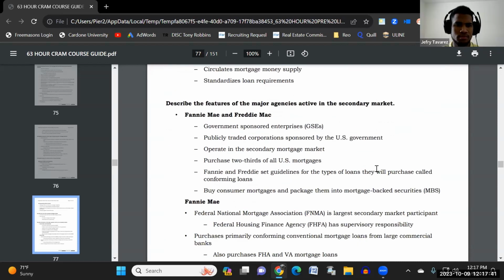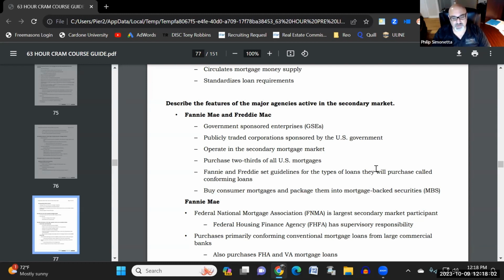Yeah. Now let's talk about the secondary market a little more, about the agencies. We need to be able to describe the features of the major agencies active in the secondary market. So you have Fannie Mae and Freddie Mac, right? They're the government-sponsored enterprises, GSEs, they call them. They're publicly traded corporations sponsored by the U.S. government. They operate in the secondary mortgage market, and they purchase 2/3 of all U.S. mortgages. Okay, so if mortgages ever go really bad, they're in big trouble, right?